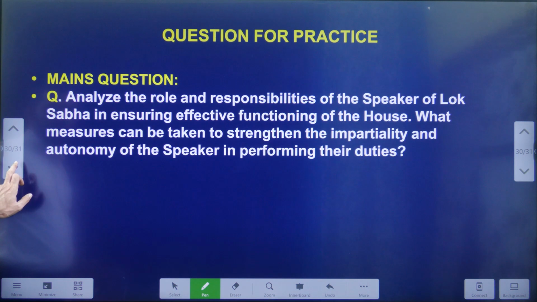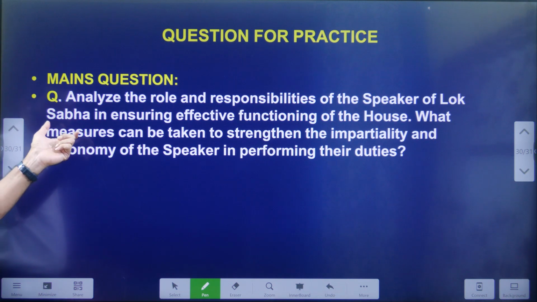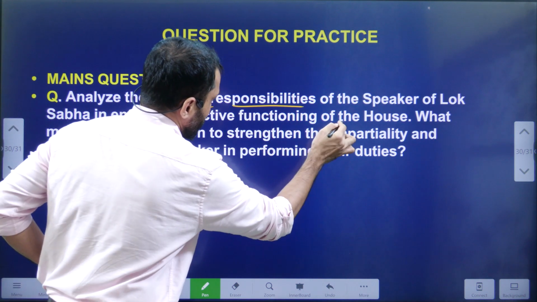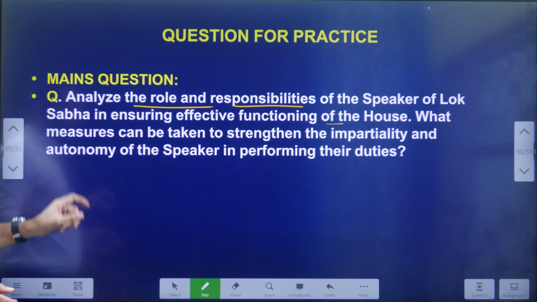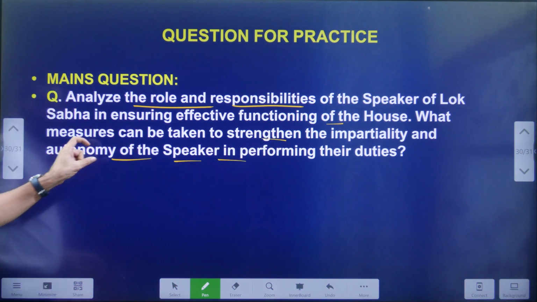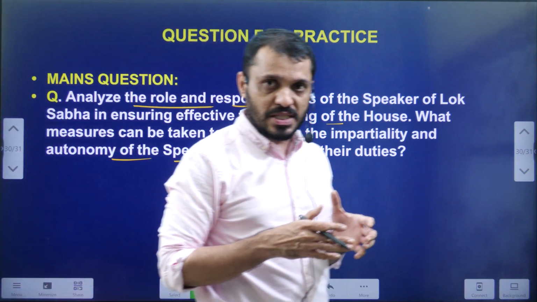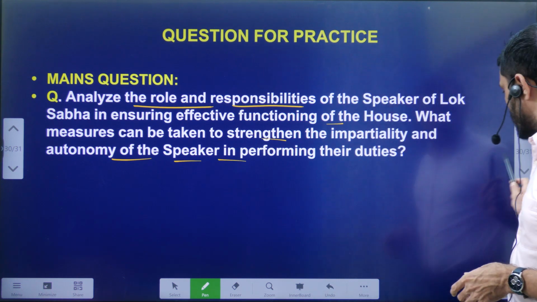Mains question. Analyze the role and responsibilities of the Speaker of Lok Sabha in ensuring the effective functioning of the House. So what is the role of the Speaker in the effectiveness of the House? What measures can be taken to strengthen the impartiality and autonomy of the Speaker? So what kind of reforms can we bring into the Speaker's office? That is this question's main intention. This is today's mains question.